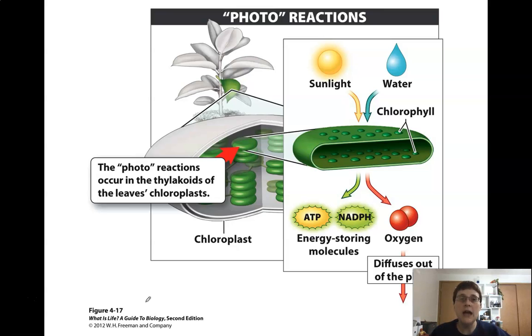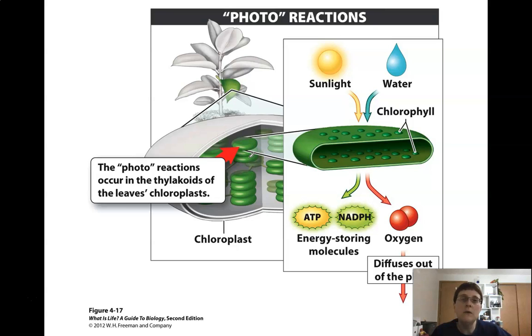So the photo reactions, we're not going to get into the nitty-gritty details. So if you look in your textbook, there's more detail there than what we're going to go over here. But here's generally what's happening. Right? So mentioned in a previous lecture, we've got the thylakoids, right? So the pancakes in the chloroplasts. So that's where the photo reactions are going to happen.